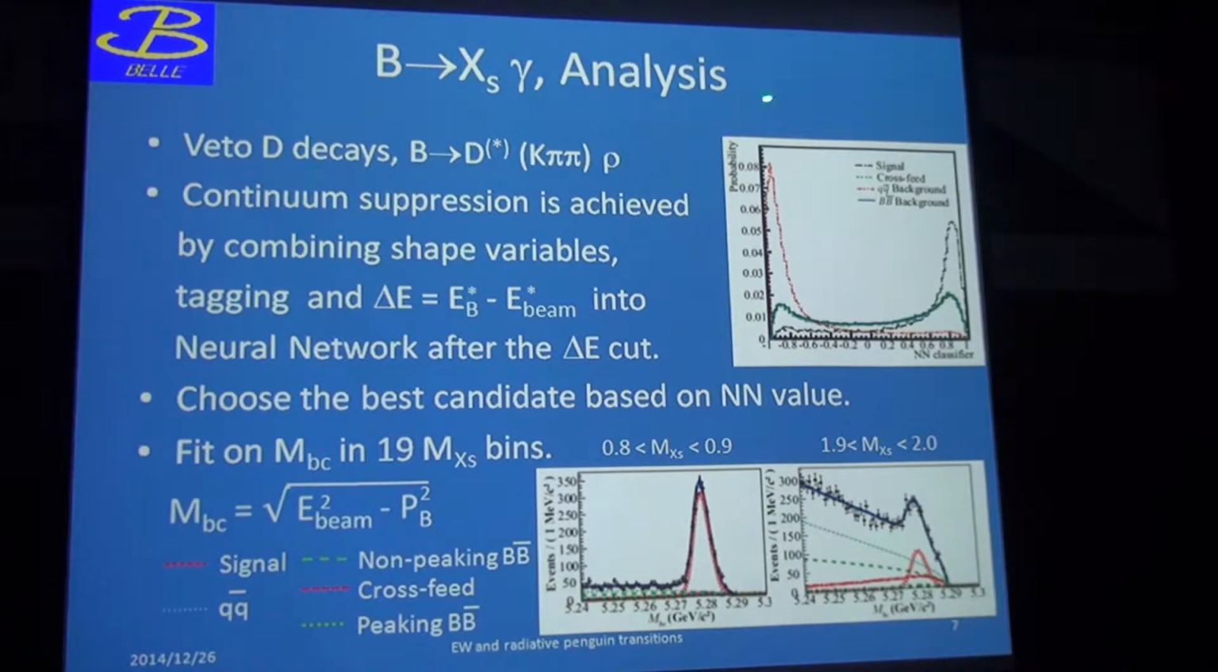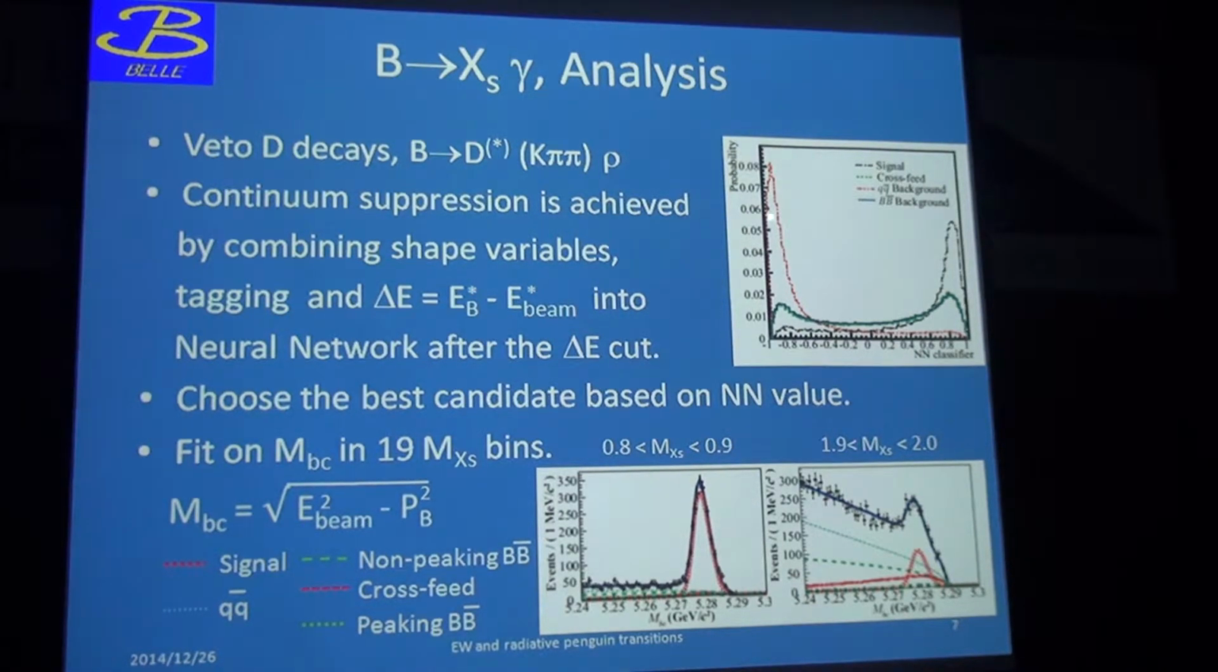So then we try to veto some of the dominant backgrounds, D star rho events, where D goes to K pi pi gamma, K pi pi. So then we perform this background suppression by including many variables like shape variables and this delta E and some tagging information, and put all those variables into a neural network.